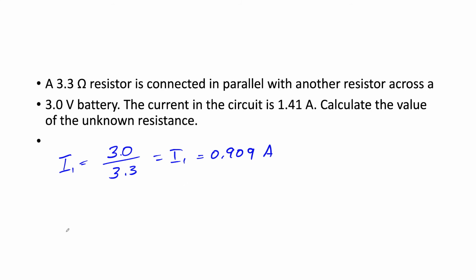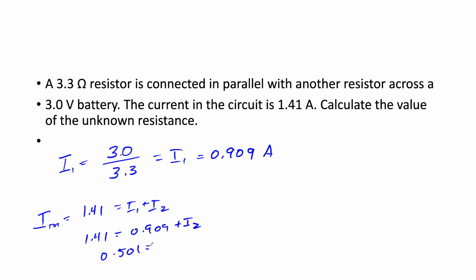Now, there's many ways we're going to do this. One way is we know that if I total is equal to 1.41, that's equal to I1 plus I2. So 1.41 equals 0.909 plus I2. Subtract the two, and you're going to get 0.501 is equal to I2.